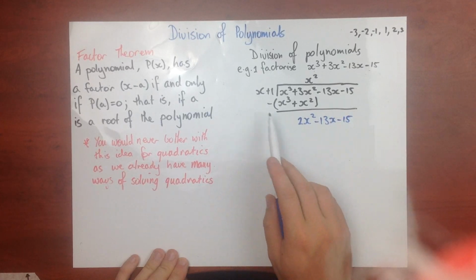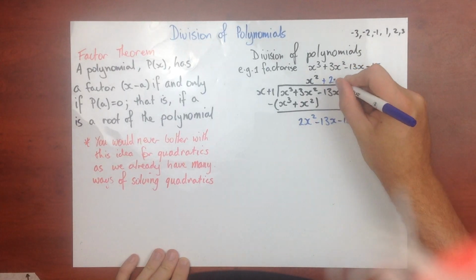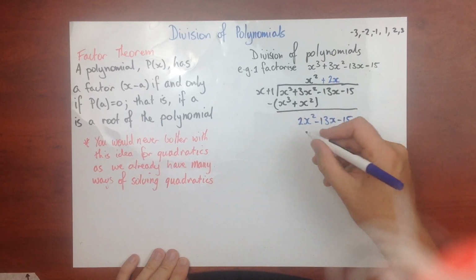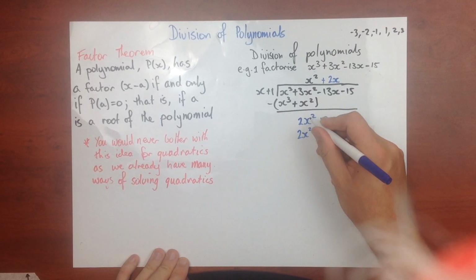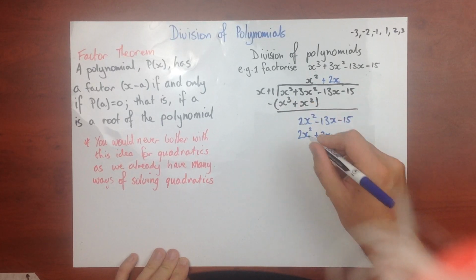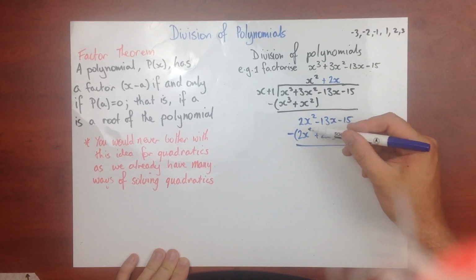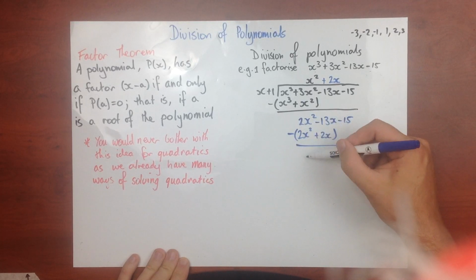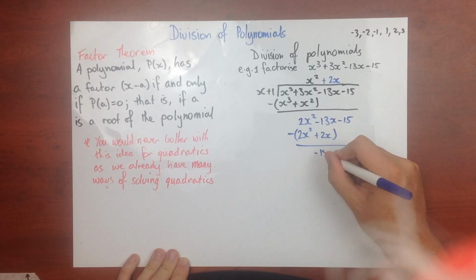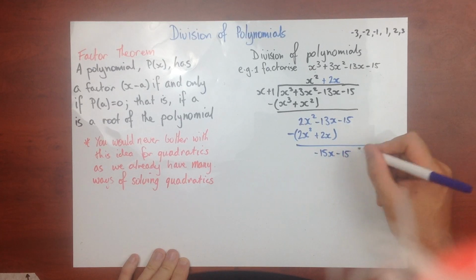So we go 2x squared divided by x is going to leave us with 2x. Multiply back through. 2x times x is 2x squared, as we expect, and 2x times 1 is 2x. Bracket, bracket, take away, line underneath. 2x squared take 2x squared is 0. Minus 13x take 2x is minus 15x. We haven't used this minus 15, it's going to come down now.